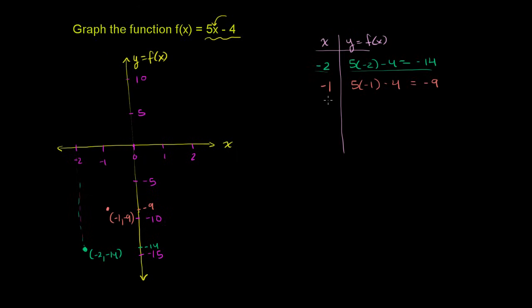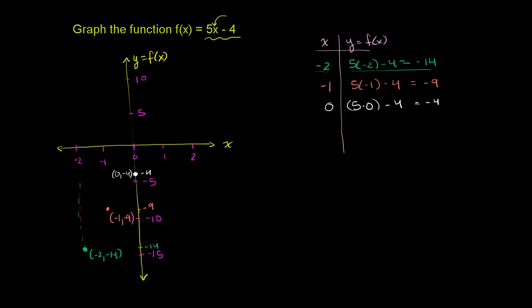And now let's try 0. When x is 0, f of x is going to be 5 times 0 minus 4. Well, that's just 0 minus 4, which is equal to negative 4. So when x is 0, f of x is equal to negative 4. So that's negative 4 right over there. And actually, our point is going to be sitting right over there. That is 0, negative 4. I wrote it to the left of the point.